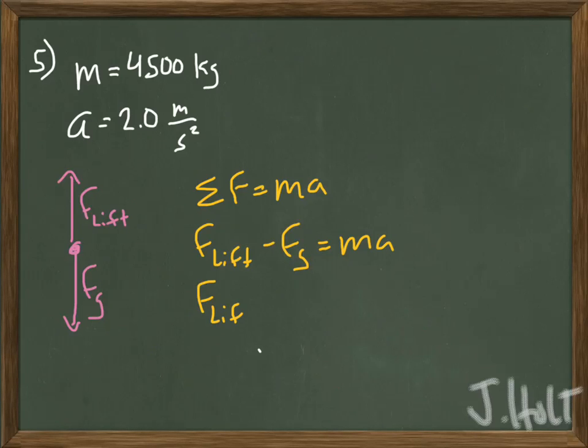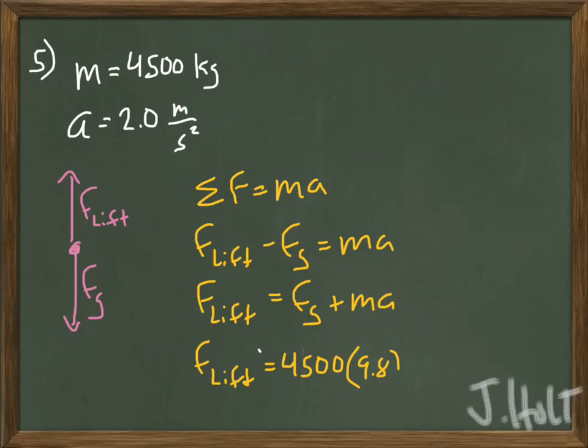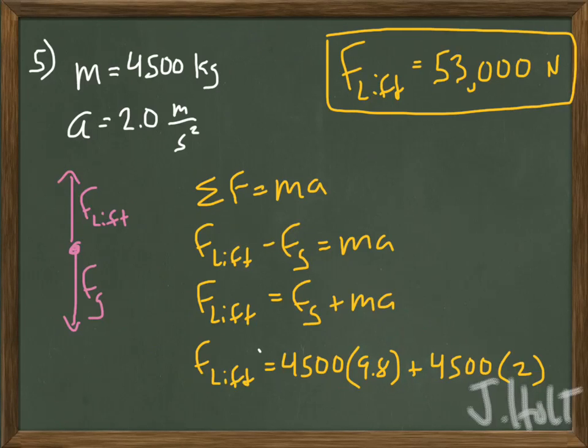So what I want is the force of lift, so let's rearrange the equation to solve for the variable force of lift. And I have everything else. I know the force of gravity, it's just mass times 9.8, so 4,500 kilograms times 9.8 is the force of gravity, plus now the mass of the helicopter, which is 4,500, times the acceleration of the helicopter, which is given in the problem. So now I just plug this into my calculator, and I can find the force of lift. So clearly it takes a lot of newtons to lift a helicopter off the ground.